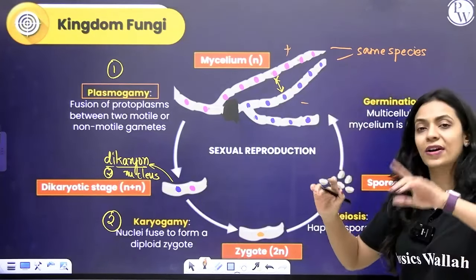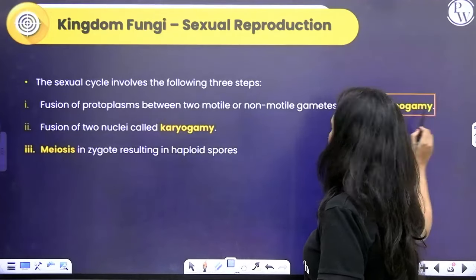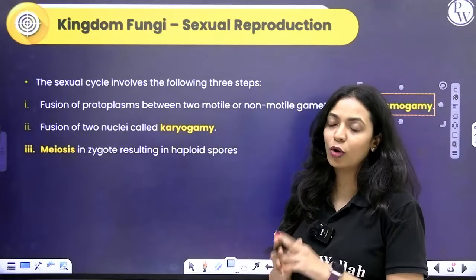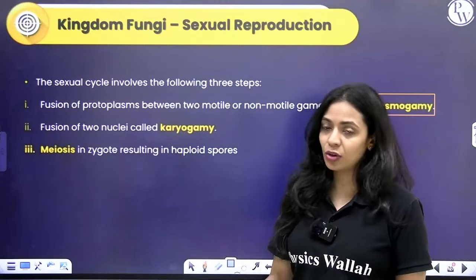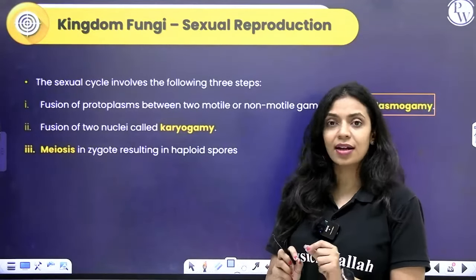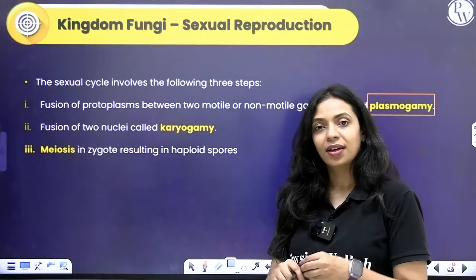Understood? So, first step, what happens? Plasmogamy happens. Plasmogamy is the fusion of the protoplasm of the two cells, which may be motile or non-motile. As a result of plasmogamy, we get a dikaryotic stage.